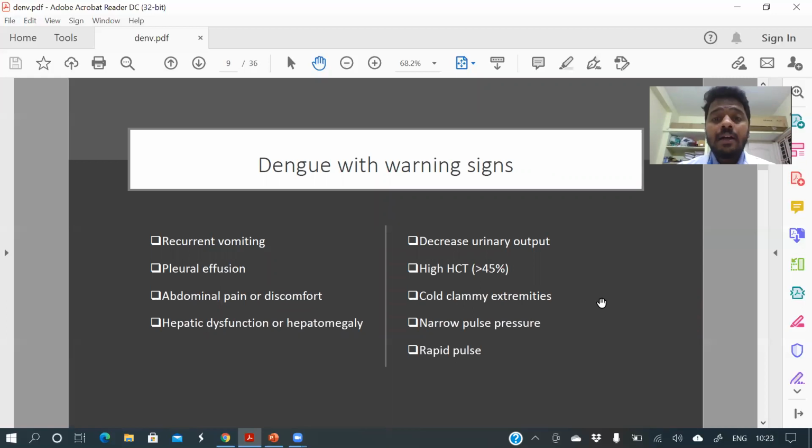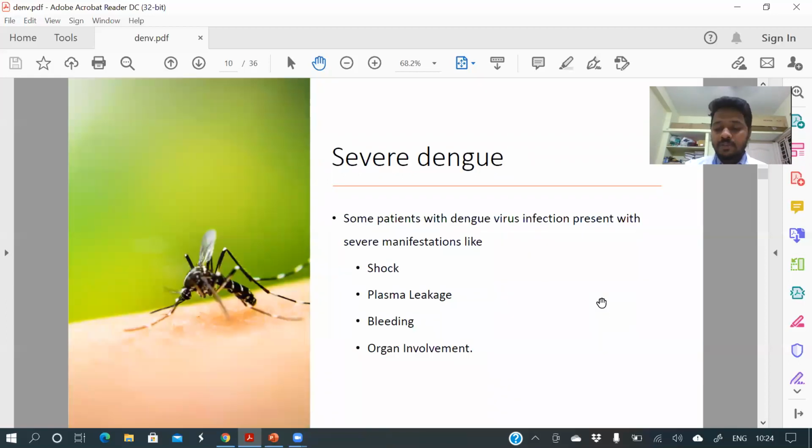There are some warning signs which are associated with dengue. This is very important because these are the patients who will need fluid therapy, because these are signs of fluid leakage, which will ultimately lead to intravascular fluid depletion. So they have to be repleted with fluids. Warning signs have to be picked up very quickly in dengue fever so that they can be resuscitated very early. These are the warning signs: recurrent vomiting, pleural effusion, abdominal pain or discomfort, hepatic dysfunction or hepatomegaly. These all are signs of fluid leakage only.